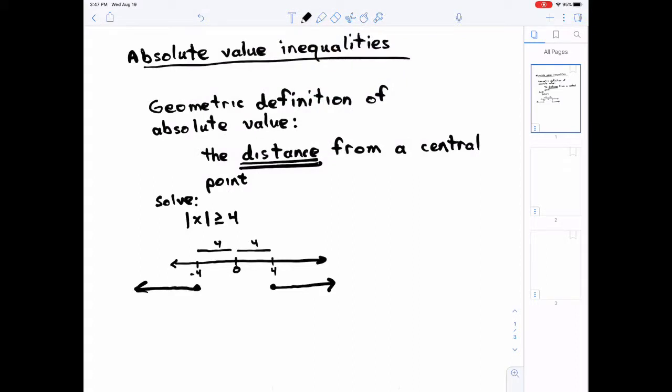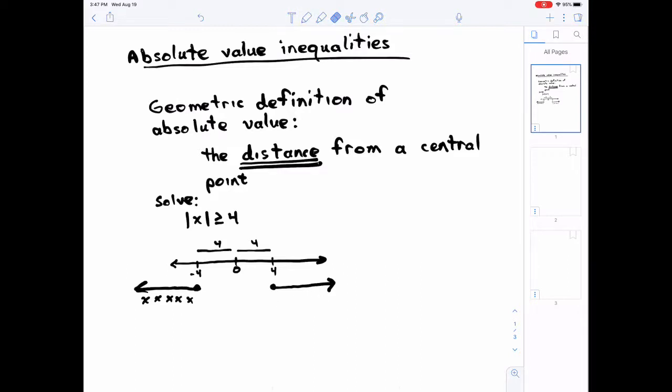All of these distances would be less than 4 from 0 this way. Okay, all those distances are less than 4, so you don't want to include those. But all of these distances out here are more than 4 away from 0, and all of these distances out here are more than 4 away from 0. Okay, that's why we include those.